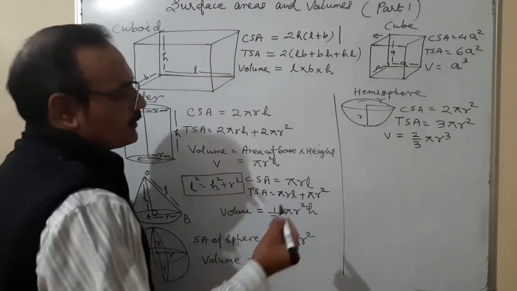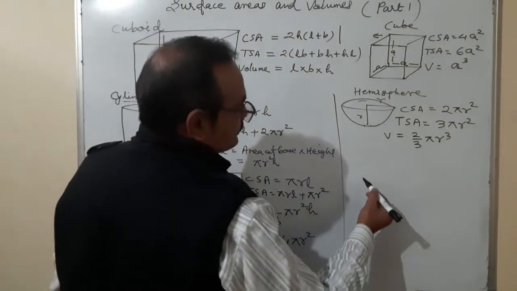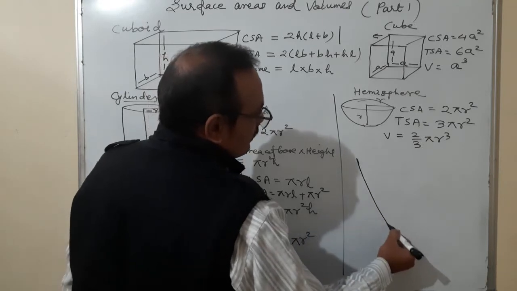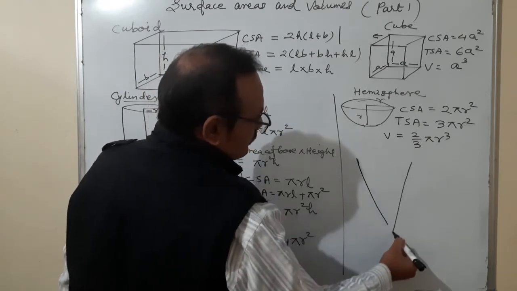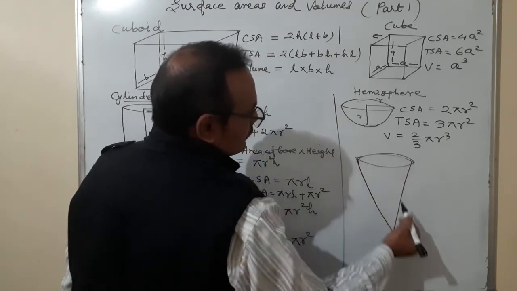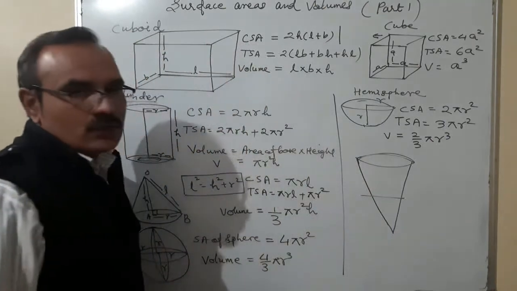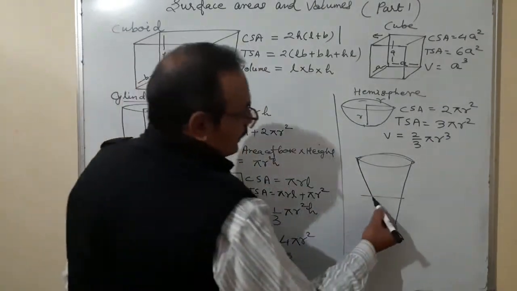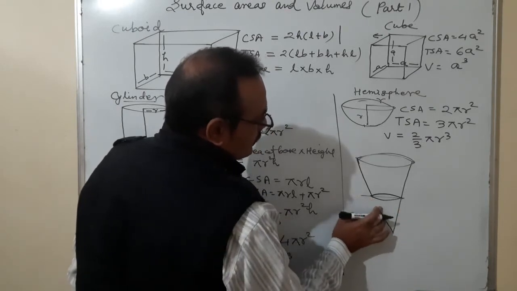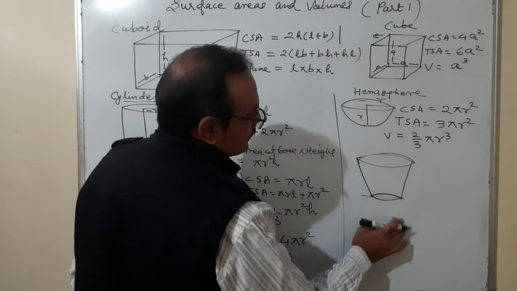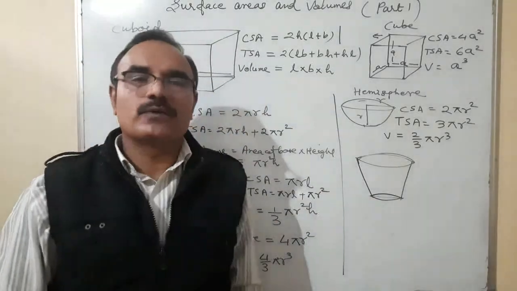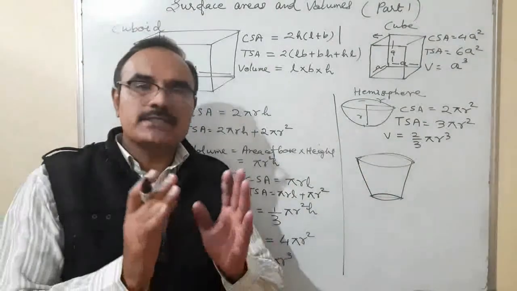First let me tell you what is frustum. Actually frustum is a part of a cone. This is a cone. Suppose a cone is cut parallel to the base, and the lower portion is removed from it. So what is left? This portion is called the frustum of a cone. That means it is a part of a cone.